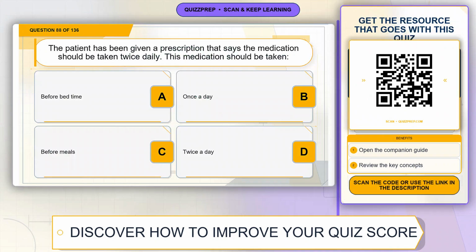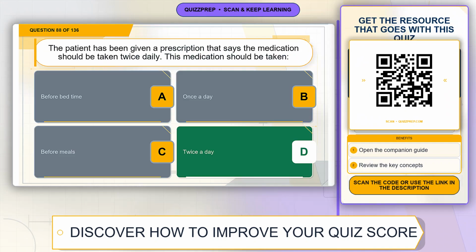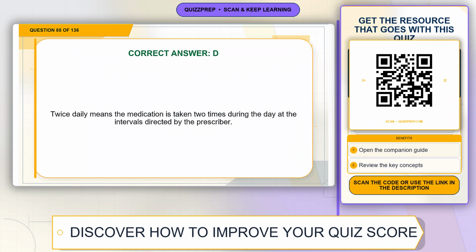Question 88. The patient has been given a prescription that says the medication should be taken twice daily. This medication should be taken, option A, before bedtime. Option B, once a day. Option C, before meals. Option D, twice a day. The correct answer is option D, twice a day. Explanation. Twice daily means the medication is taken 2 times during the day at the intervals directed by the prescriber.